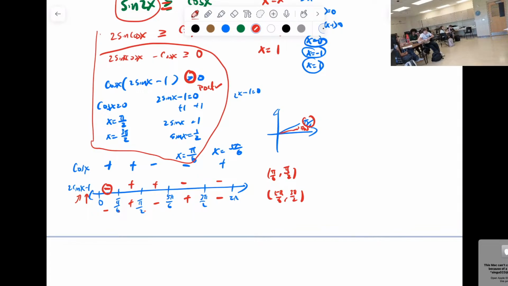That's all they would put. They probably won't do inequality, I don't think.